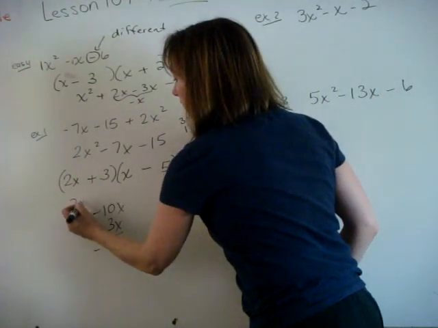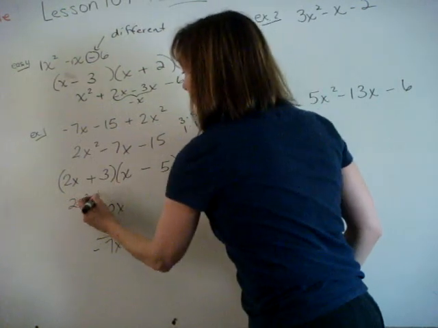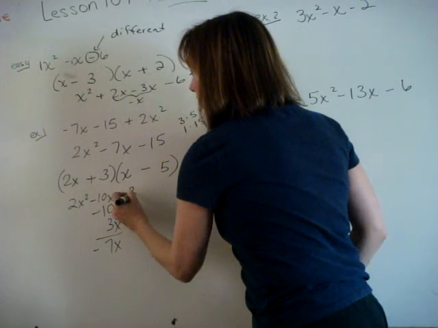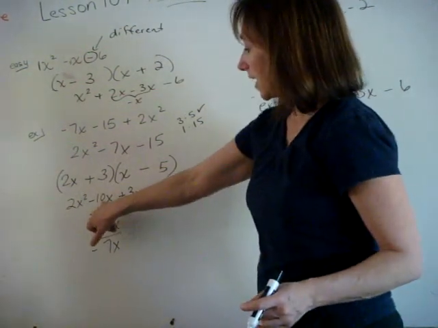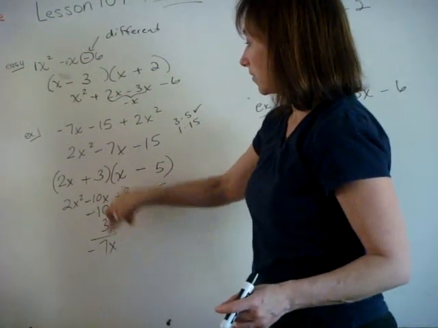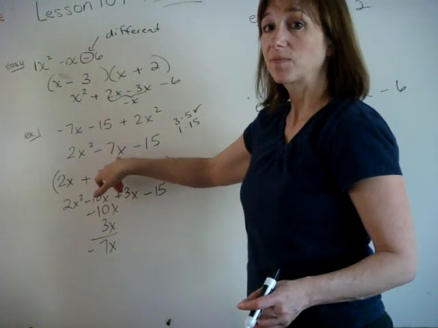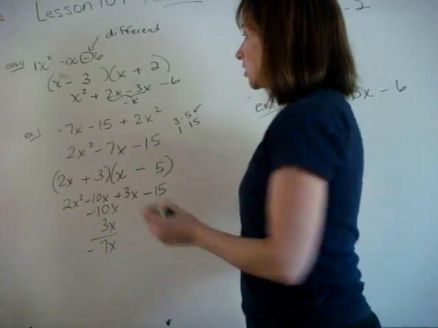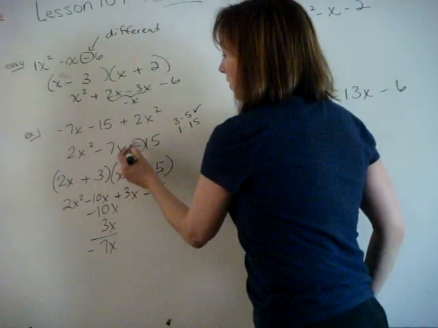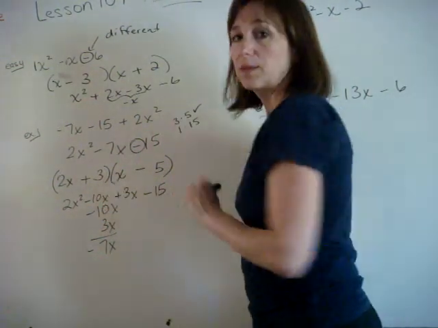First would be 2x squared. Outer is minus 10x. Inner is plus 3x. And last is minus 15. And you can see negative 10x plus 3x gives us negative 7x. So these are a lot of trial and error until you get really good at them. Just note here, the last sign was negative, so the signs are different. Just keep that in mind.